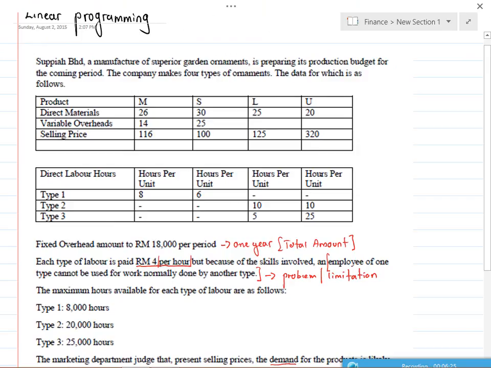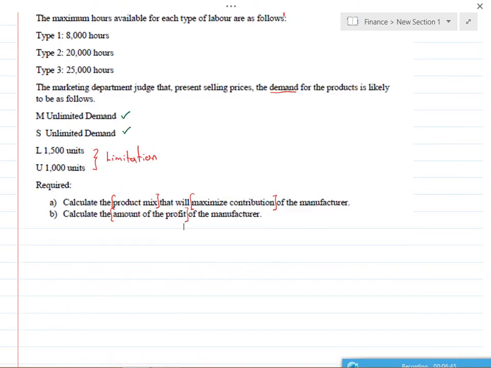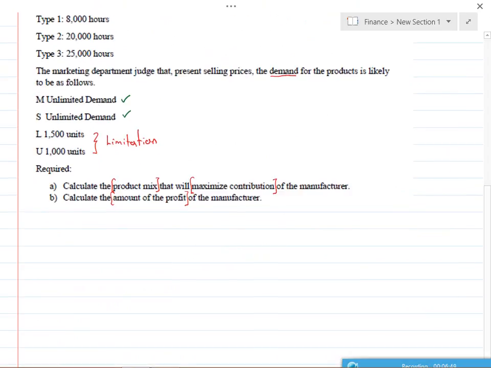What is the first working? You have material, variable overhead, selling price, and labor hours. From this, what can you find? Starting from part C, they ask you to find contribution. So the first working is going to be what?